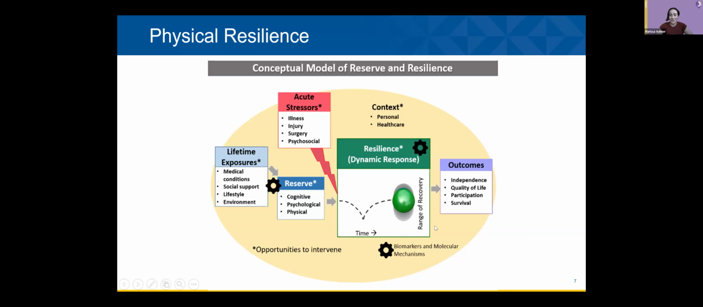But further down the line, some outcomes from this could be independence, which is what we're interested in studying, quality of life, participation, or survival. We are distinguishing between reserve, which is what your total health looks like in general on a normal day, and resilience, which is after your health drops because of some acute stressor, or possibly even a chronic stressor, how quickly can you bounce back? How much can you bounce back? There are different ways that we can talk about that.